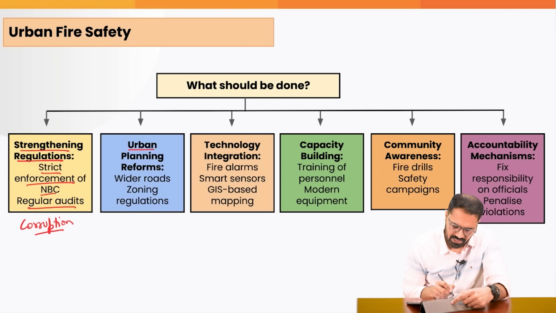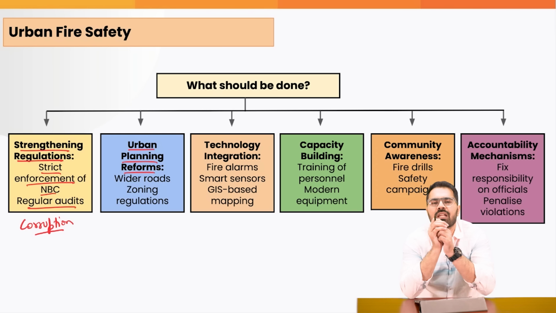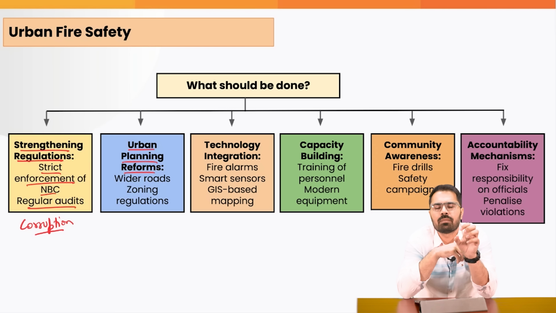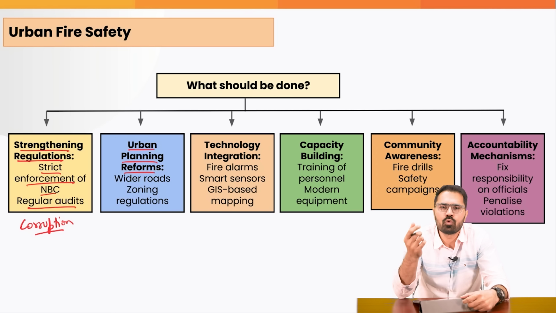Then you have urban planning reforms. Now, see what happens. Urban fire safety is not just about extinguishing flames. It is about the entire system, how you create the entire system, how quickly your fire trucks can reach the spot. Are they equipped with enough technical know-how or devices to control the flames? Do they have proper hydraulic lifts or stairs? And their water cannons, are they adequate enough to throw water up to high-rise buildings?